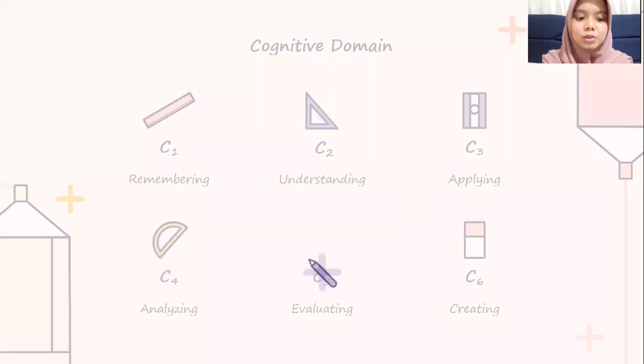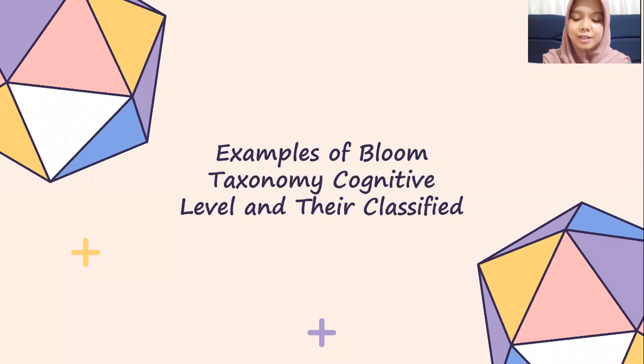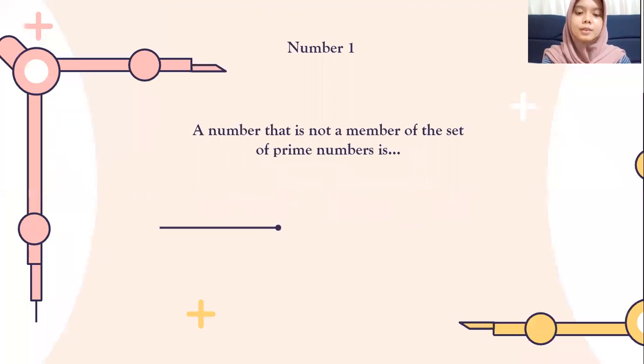And now we go to the example of Bloom taxonomy cognitive level and how they're classified. So I will show some problems and we together classify them and also give the reason why the problem is suitable with that level. And this is the first problem. A number that is not a member of the set of prime numbers is. So how about the suitable level for this problem? We see together. Yeah, it's C1 or remembering.